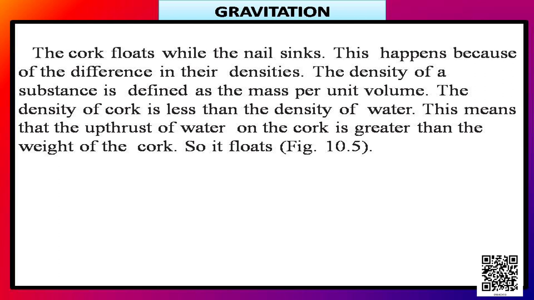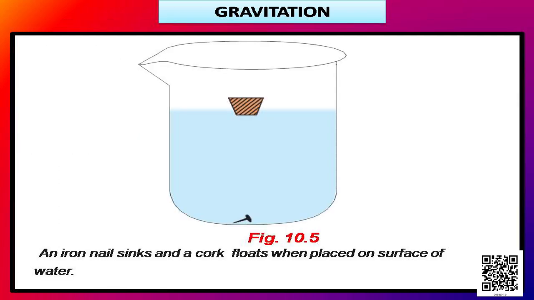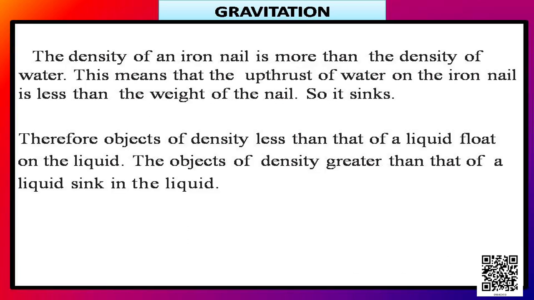This means that the upthrust of water on the cork is greater than the weight of the cork. So it floats. As you can see in figure 10.5, the density of an iron nail is more than the density of water. This means that the upthrust of water on the iron nail is less than the weight of the nail. So it sinks. Therefore, objects of density less than that of a liquid float on the liquid. The objects of density greater than that of a liquid sink in the liquid.